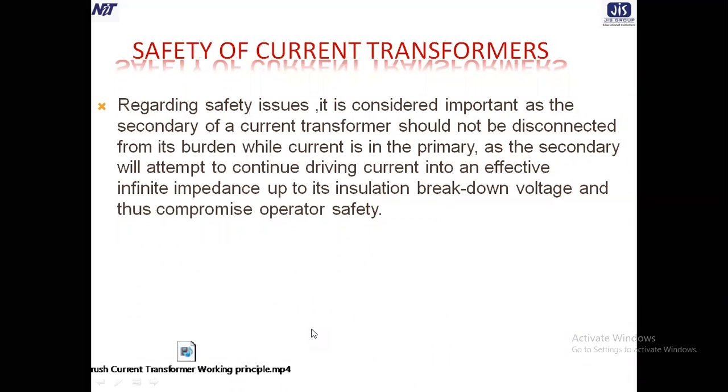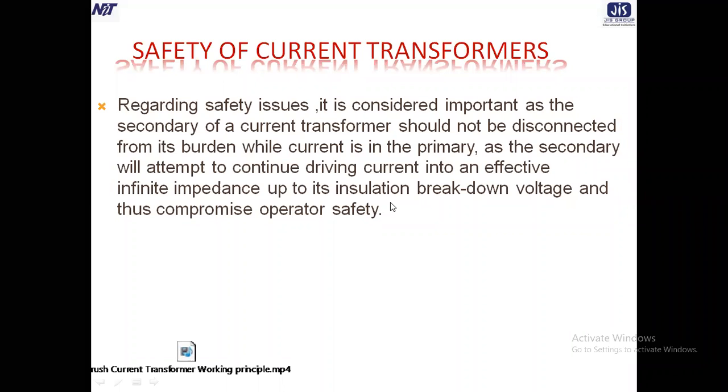Now we need to take some safety measures for current transformers. So what are the safety issues? Look here. Regarding the safety issues, it is considered important that the secondary of the current transformer should not be disconnected from its burden while current is in the primary, as the secondary will attempt to continue driving current into an effective infinite impedance up to its insulation breakdown voltage and thus compromise operator safety.